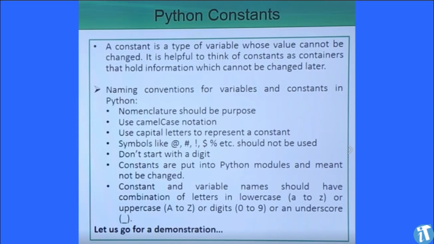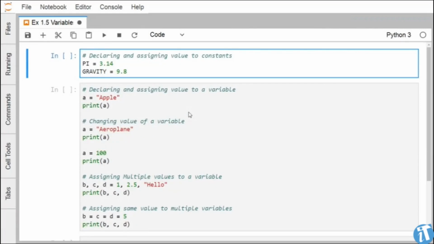So constant and variable names should have a combination of lowercase letters, that is small a to small z, or uppercase letters, that is capital A to capital Z, or digits, that is 0 to 9, or an underscore. These are the valid characters in naming. So let us go for further discussion with some demonstration for easier understanding. In this session, we are discussing and demonstrating how to define constants and variables.